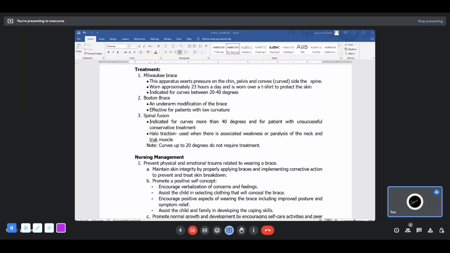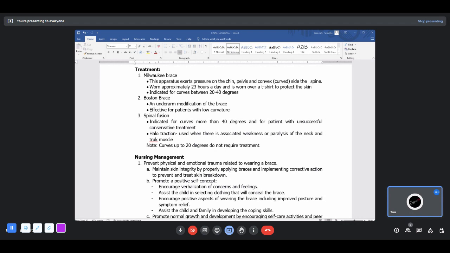Another treatment naman, we have the Boston brace. Okay? An underarm modification of the brace and effective for patients with low curvature. Okay? For the spinal fusion naman, indicated for curves more than 40 degrees and for patients with unsuccessful conservative treatment. Okay? We have the halo traction. It is used when there is an associated weakness or paralysis of the neck and trunk muscle.